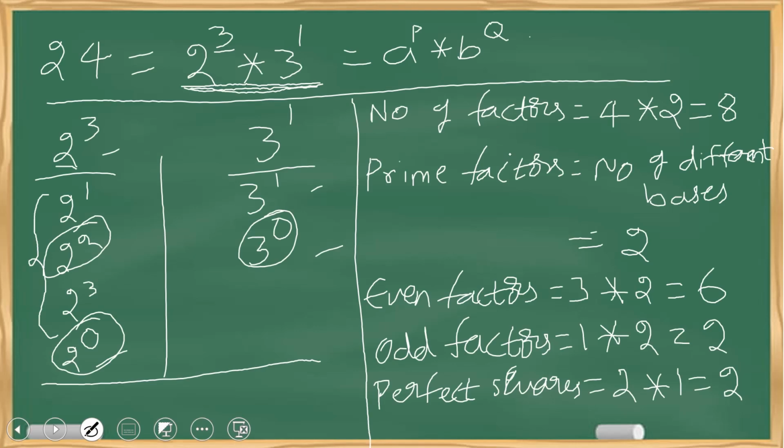As we discussed in the previous slide, 2 power 0 and 3 power 0 are hidden factors. Hidden factors, that is, 1 is a factor for any number. So, for 2 power 3, 2 power 0 is a hidden factor, so the total number of factors is 4 here. And for 3 power 1 also, 3 power 0 is a hidden factor. So, there are 2 here. That's why we multiplied 4 into 2 here.